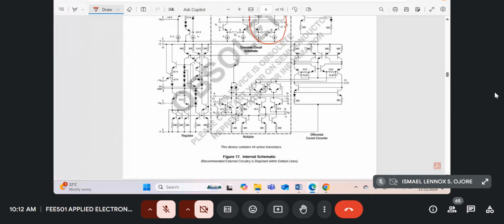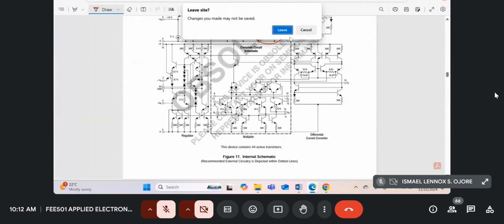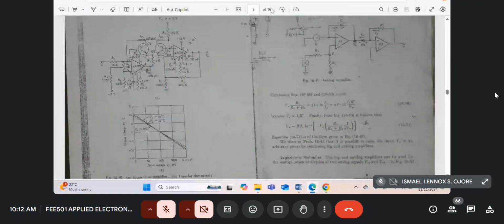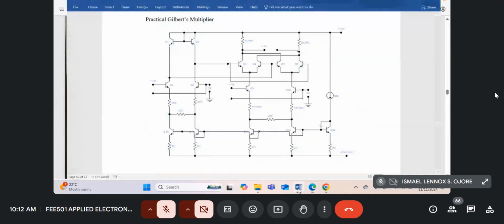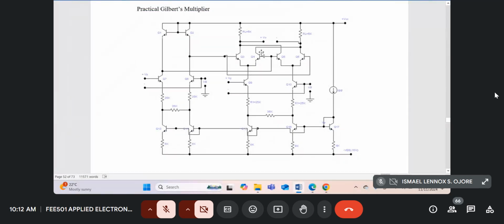So let's just go back to our notes. What I wanted to say is that this is a practical multiplier. The only part which is missing is the output side. And I've shown you how to make the output with respect to the ground.